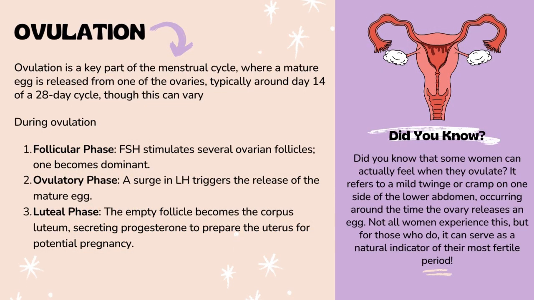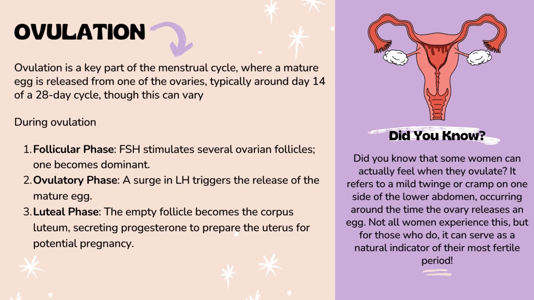So, what is ovulation? Ovulation is a key part of the menstrual cycle where a mature egg is released from one of the ovaries, typically around day 14 of a 28-day cycle. During ovulation, women go through three phases: first the follicular phase, second the ovulatory phase, and lastly the luteal phase.